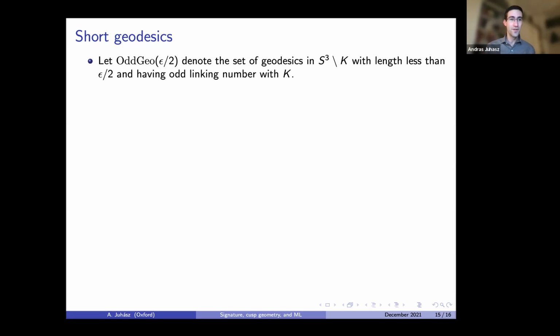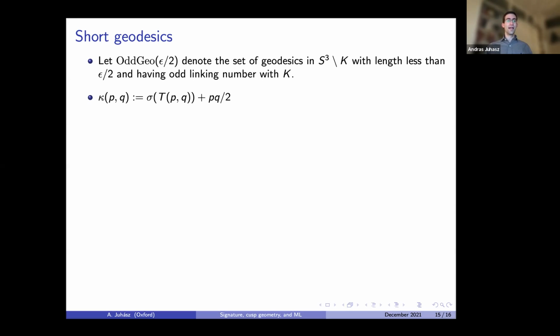So it would have saved us a lot of time if we had followed what the machine learning was telling us in the beginning. So let odd geo epsilon over 2 denote the set of geodesics in the knot complement that have length at most epsilon over 2 and have odd linking number with K. Actually, if you compare this with the previous result about how the signature and slope change when you do twists around circles that link your knot, there was a distinction between even and odd linking. So this is related to that.